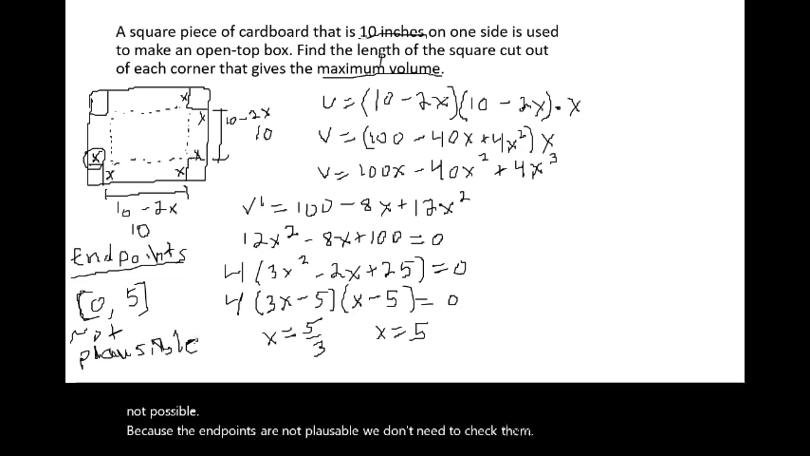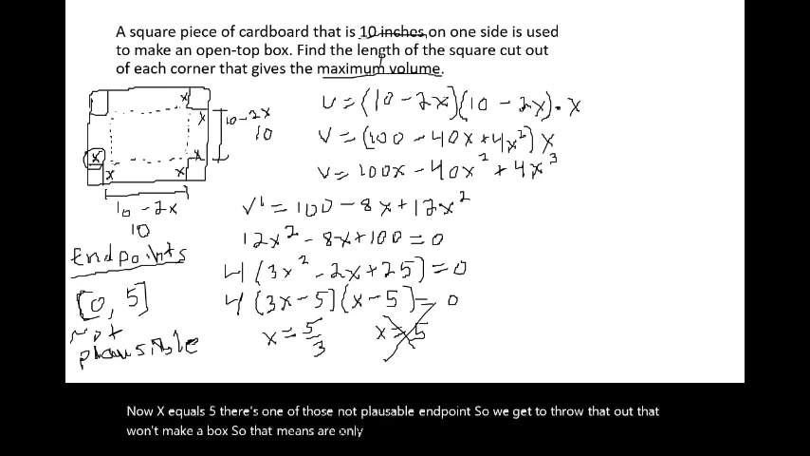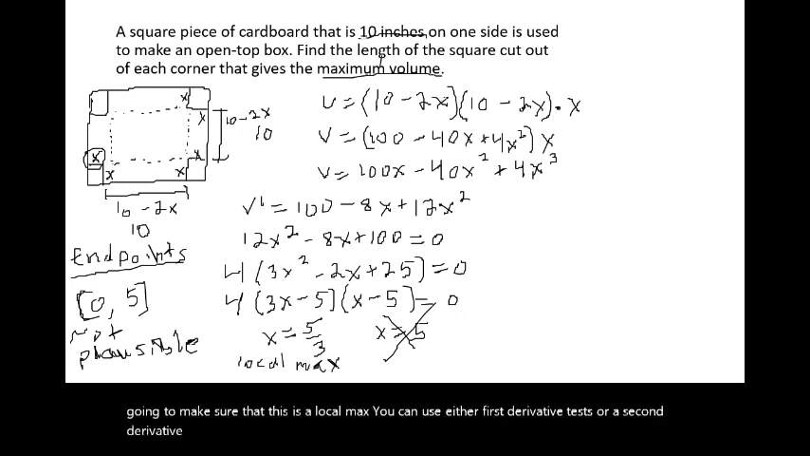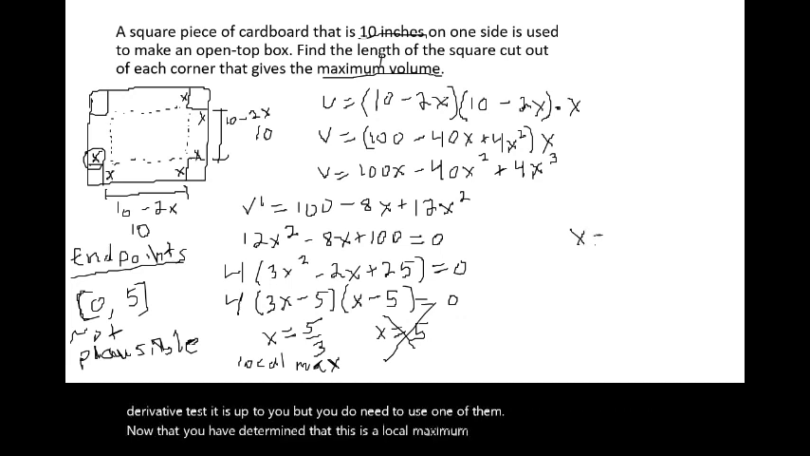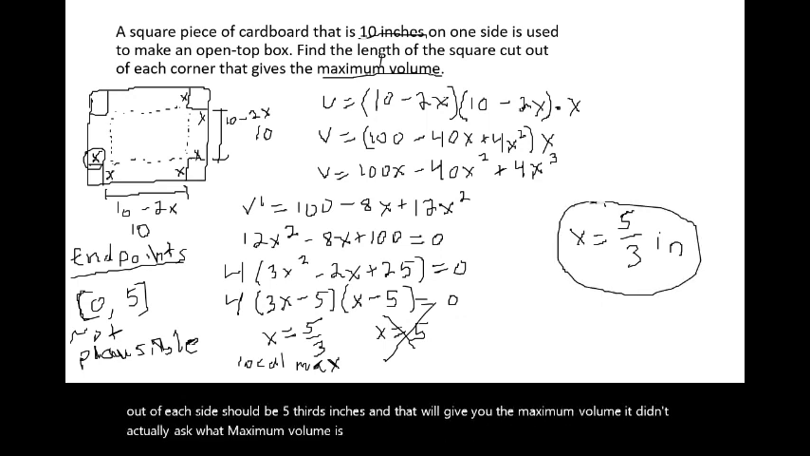Now x equals 5, hey, there's one of those not plausible endpoints, so we get to throw that out. That won't make a box. So that means our only candidate to give us a maximum is 5/3. So we are going to make sure that this is a local max. You can use either first derivative test or second derivative test. It is up to you, but you do need to use one of them. Now that you have determined that this is a local maximum, the length of the square that is cut out of each side should be 5/3 inches, and that will give you the maximum volume. It didn't actually ask what the maximum volume is, so that's all it was asking for.